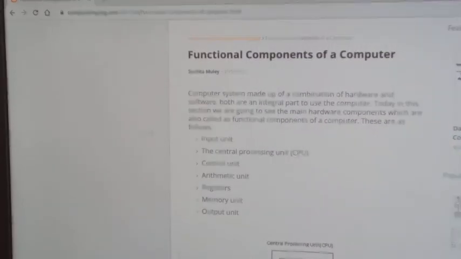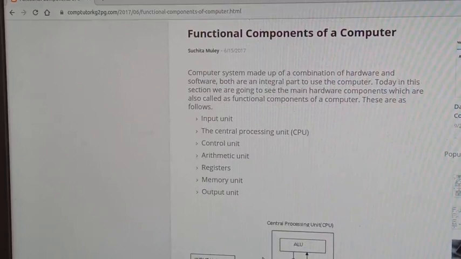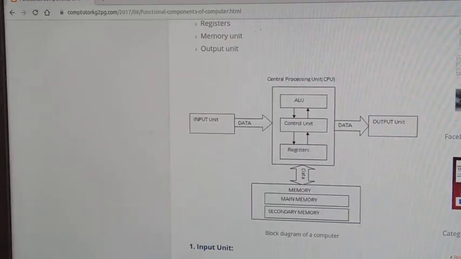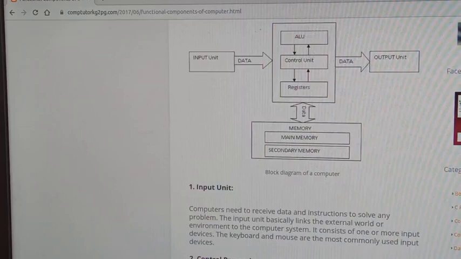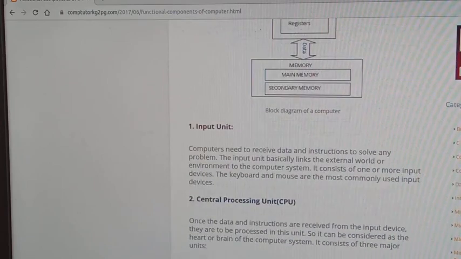The question is functional components of a computer. Those students who have not completed this note, write it down in your fair notebook and send it to us. I think I already explained this chapter and this portion in two classes. Those students who have not written it, write that note in the fair notebook and send it. Okay, hope you understand this class.